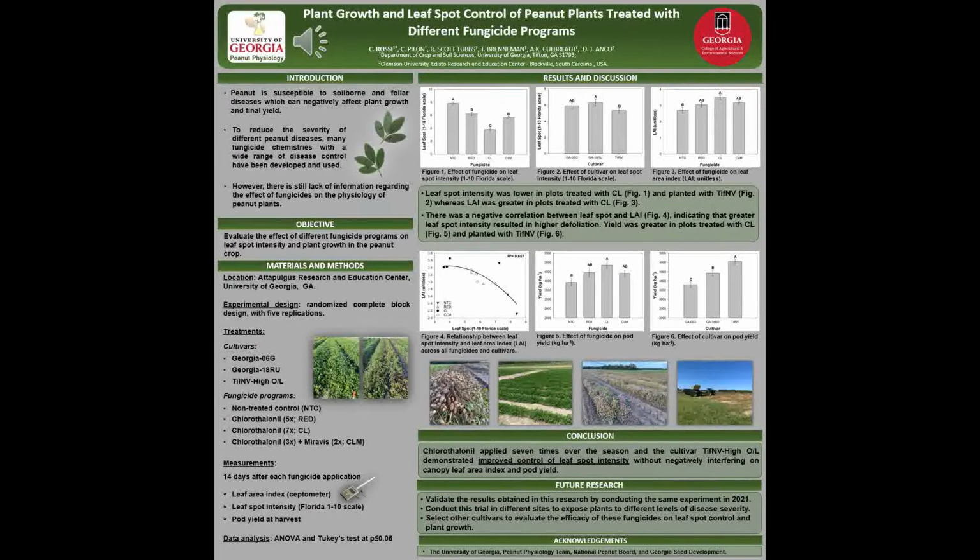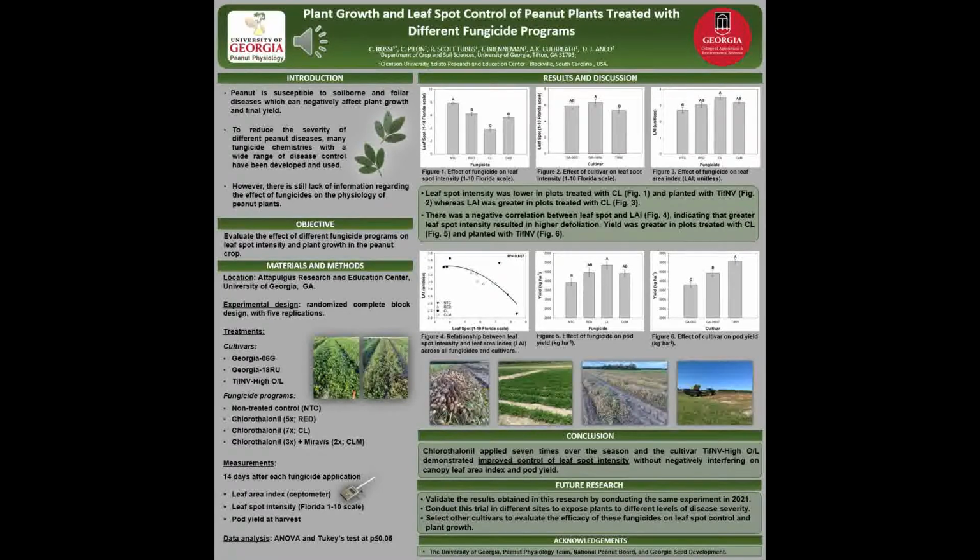Peanuts are susceptible to many soil-borne and foliar diseases that can negatively affect the plant growth and also the final yield. To reduce the severity of these diseases, many fungicide programs with a wide range of control have been developed and used. However, there is still a lack of information about the effects of fungicides on the physiology of peanut plants. And that's why the main objective of this project was to evaluate the effect of different fungicide programs on leaf spot intensity and plant growth in peanut crop.